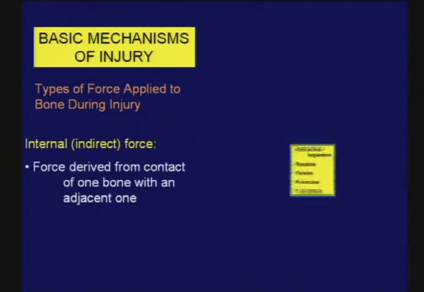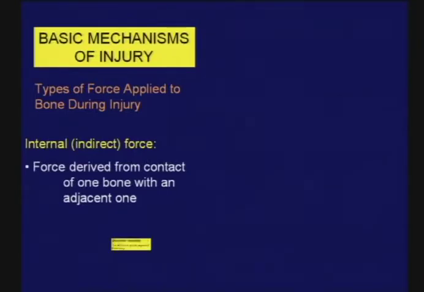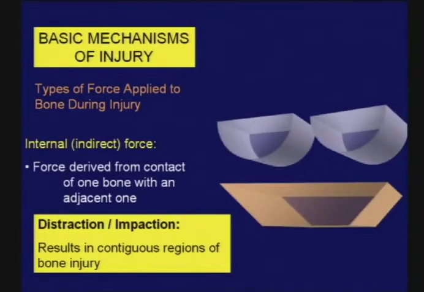We move on to the second scenario, and that is of an internal force. In order to understand this, we have to take 5 separate situations, which are listed on the right. We'll go through each of these separately. The first of these is distraction impaction. The usual mechanism producing this is a valgus injury to the knee, our old friend.